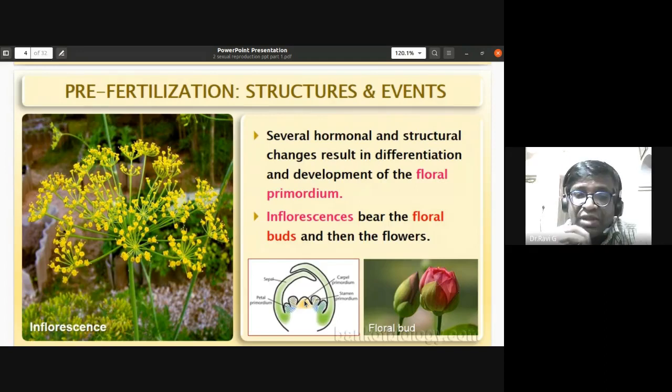The inflorescence bears the floral buds and then the flowers. Inflorescence is a collection of flowers. Initially they'll have floral buds and then they bloom to form the flowers.